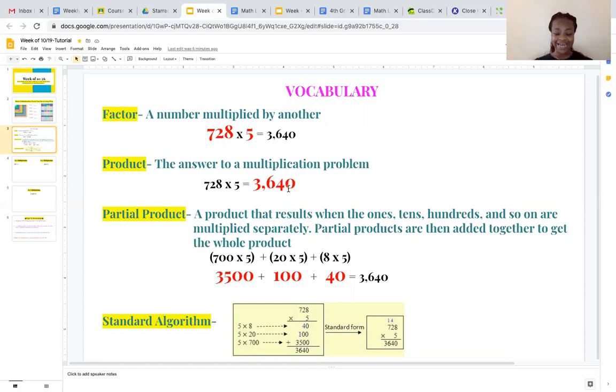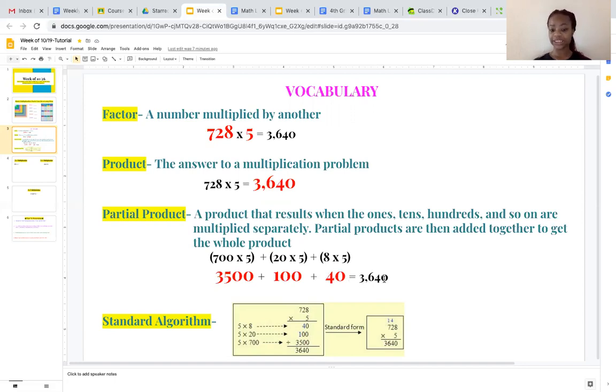A partial product. This may not be familiar to you, but partial has to do with a part of something. So we can hear that word part in it. When we multiply a number by each place value, we call that a partial product, or a part of the total product. Once we have the partial products, we then add them together to find the total product, or the whole product. So in this example, 728 times 5, the partial products are 3,500 and 140. And then the total product, or the whole product, is the product here.